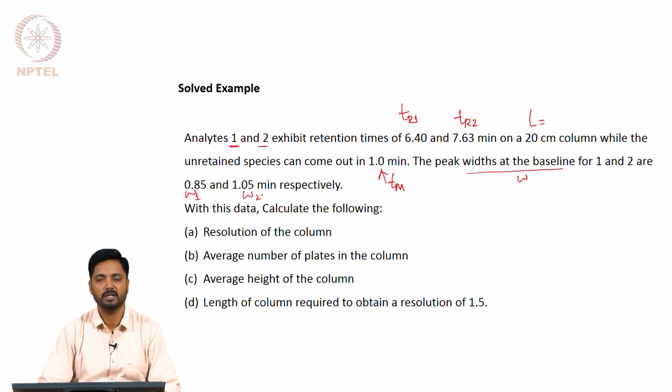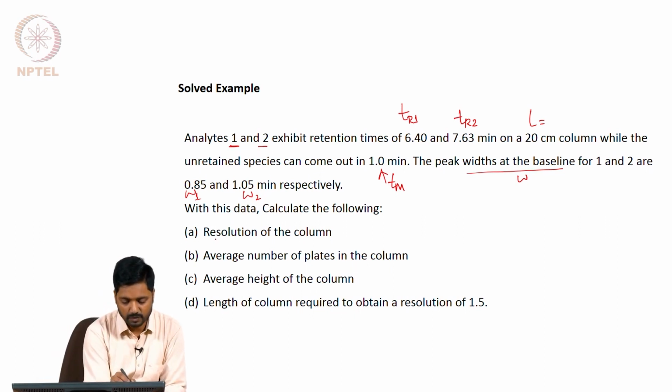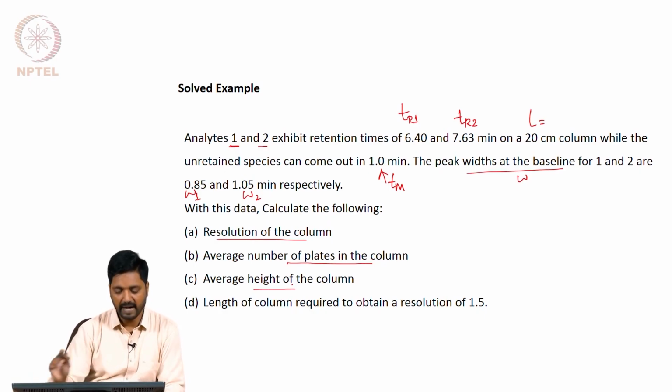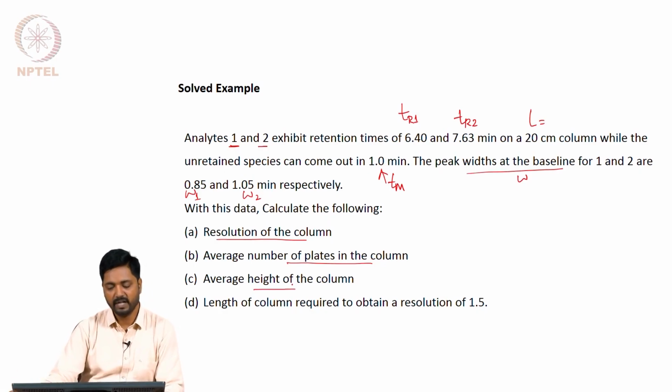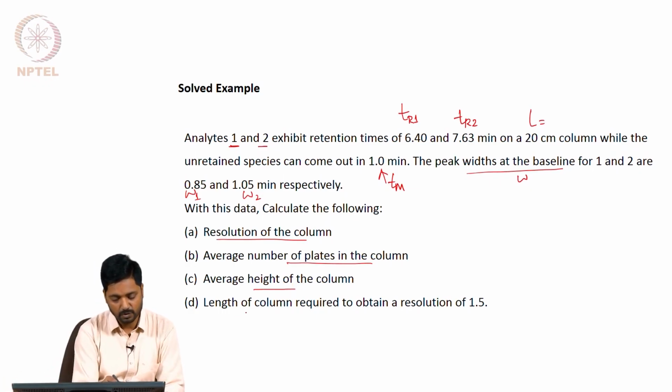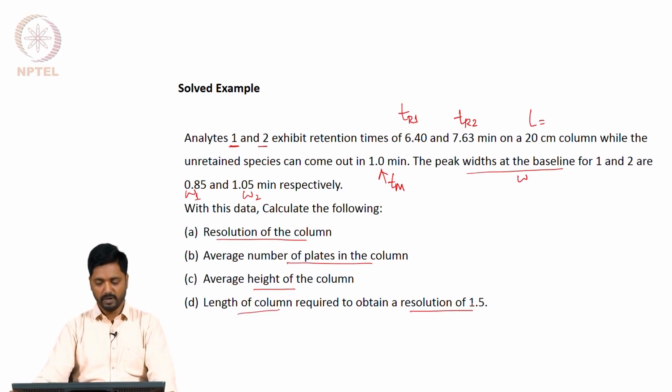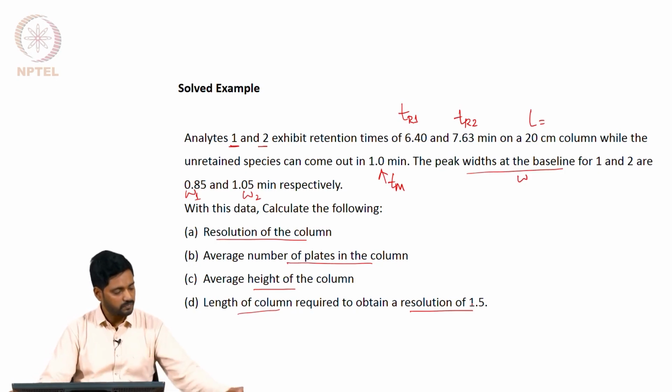We are asked to calculate the resolution of the column, the average number of plates in the column, and of course, based on these two, the average height of the column. Finally, we are asked to tell what is the length of the column that will be required to achieve a resolution of 1.5. So, first of all, let us go to the board and start writing these values.